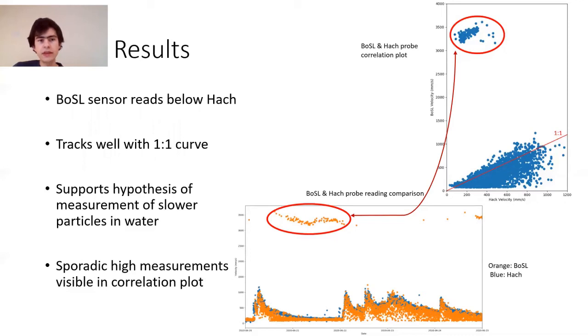Secondly, we can see where the sporadic measurements appear in our correlation plot, and when we do that, we see that they appear far up the top of our plot, well separated from all the rest of the points. And this tells us that it is a separate effect which is causing these sporadic measurements, and that it's likely not due to the quality of the readings that we're getting.